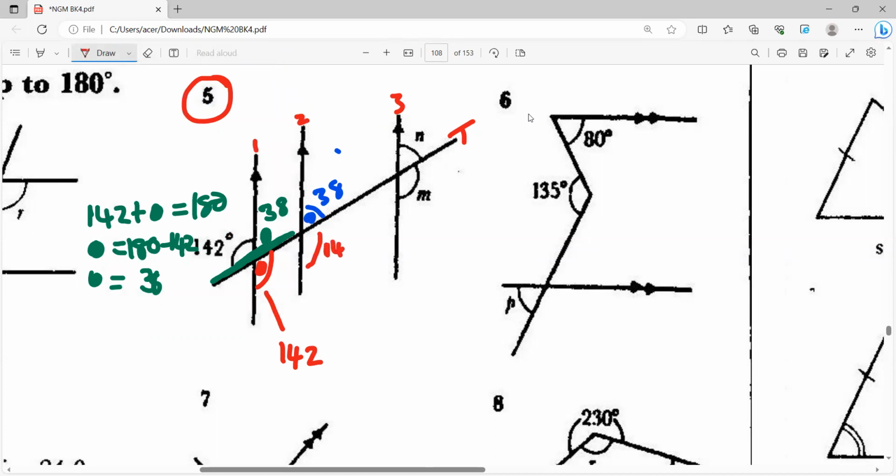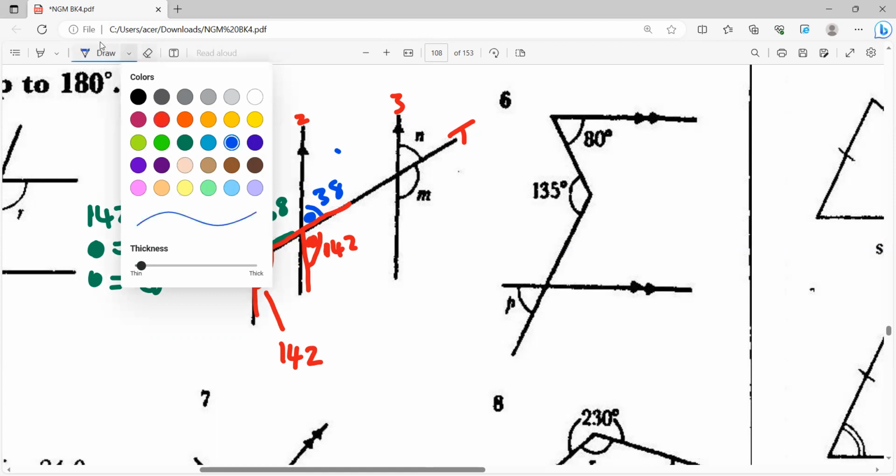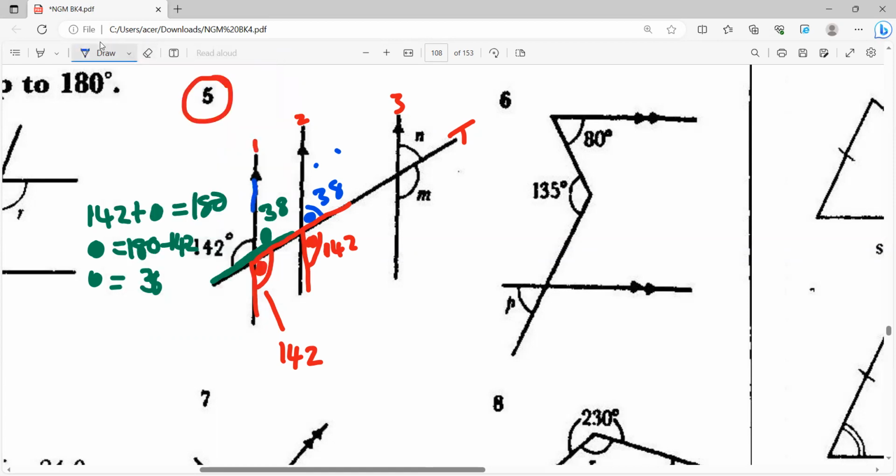Not 148, 142. Why? These angles are exactly at corresponding points. They are forming some kind of an F angle. If you look at it this way, the red angles are forming this F going down, and the blue and green angles are also forming an F going up. Like that. So that is why I'm saying that we have 38 and 38 there. And we also have 142 and 142 there.